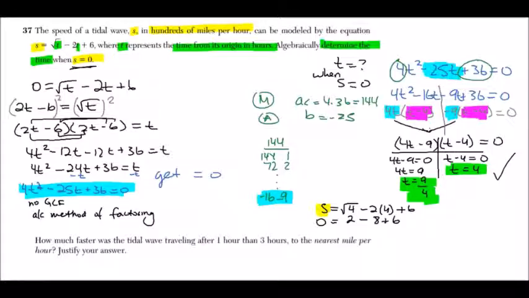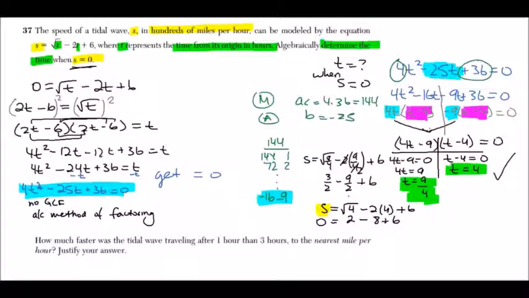Now let's test the 9 over 4. We have s is equal to the square root of 9 over 4, minus 2 times 9 over 4, plus 6. The square root of 9 over 4 is 3 over 2. We could just square root the numerator and the denominator. We could simplify the 2 and the 4 here, by making that a 2. So we get minus 9 over 2.